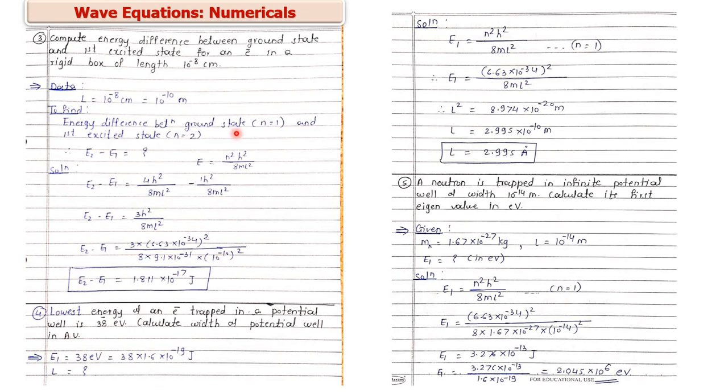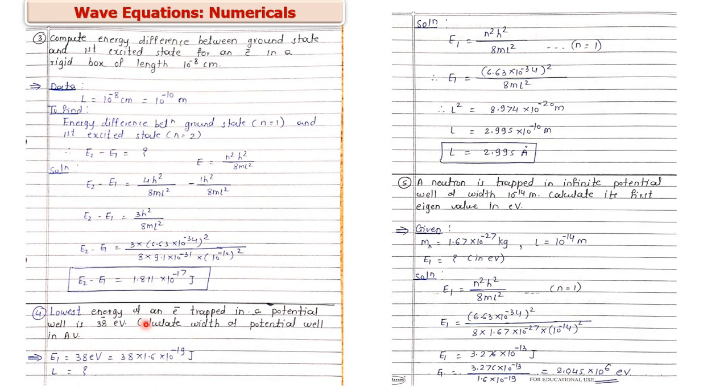So energy difference between ground state and first excited state. For ground state, what will n be? The value of n is 1, and for first excited state n is equal to 2. So you have to find energy difference between what? E2 and E1. Is it correct? E2 minus E1 you have to find out. E2 will be 4h square upon 8ml square minus E1, 1h square upon 8ml square. So this difference is 3h square upon 8ml square. And you can put all the values over here. So this value will be in joule. This is energy difference E2 minus E1. Okay.